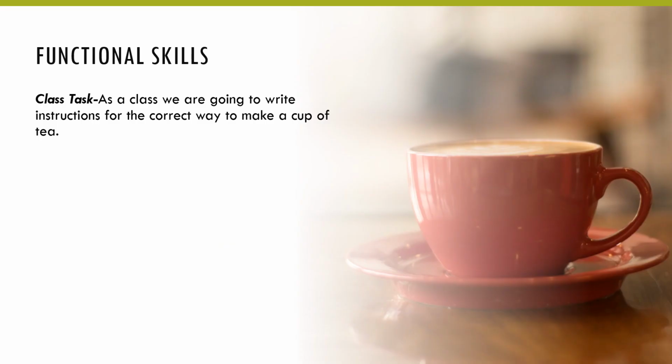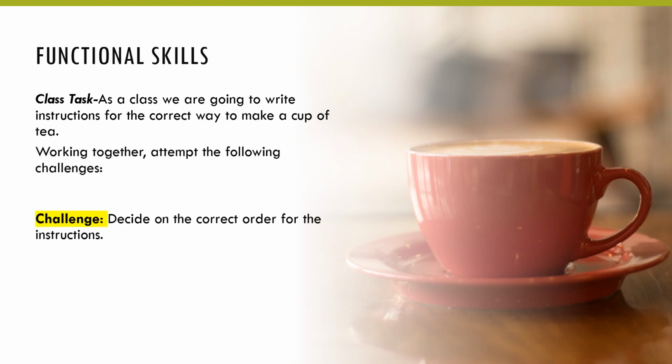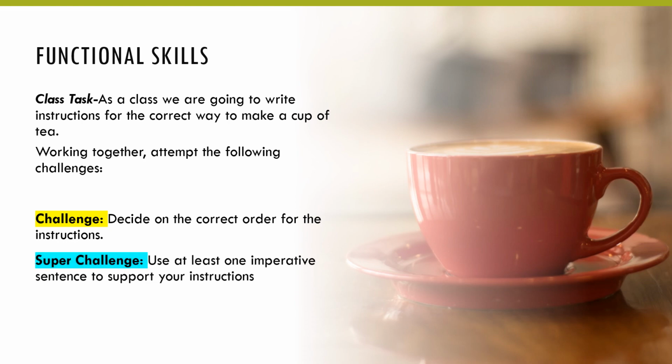Now for a simple way to practice this, we're going to think about a very simple task. The instructional task we're going to think about is how to make the correct cup of tea. So decide on the correct order for the instructions. Use at least one imperative sentence for the instructions as well.